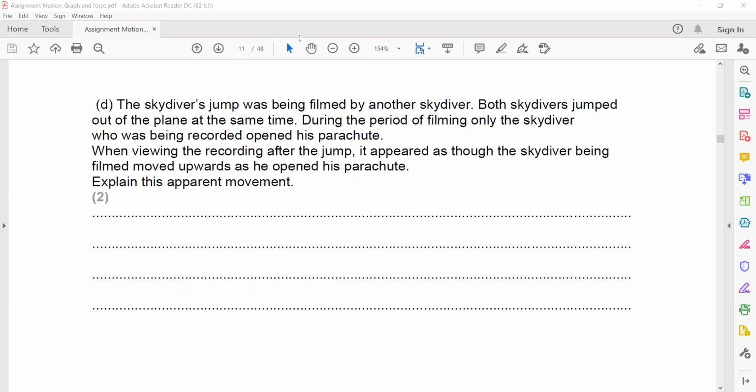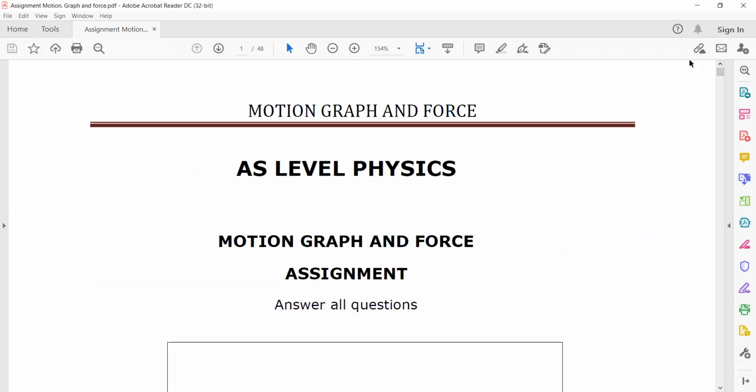So this was an exercise related to the topic of motion, graphs and force. In the next session, we'll do more questions from this exercise.